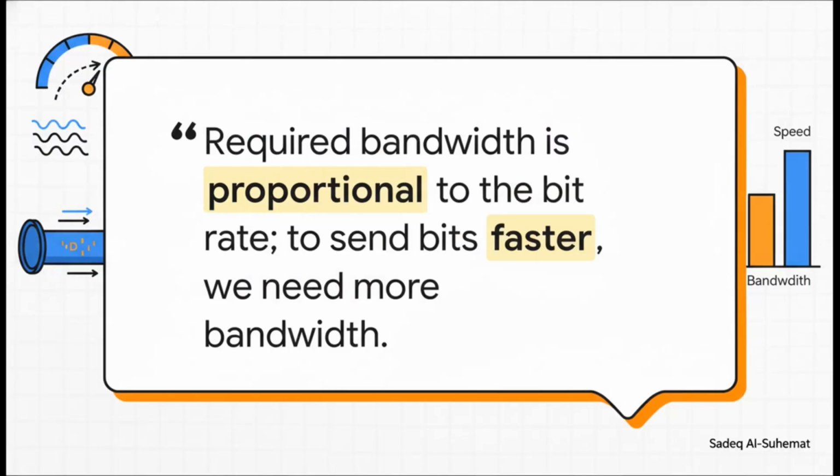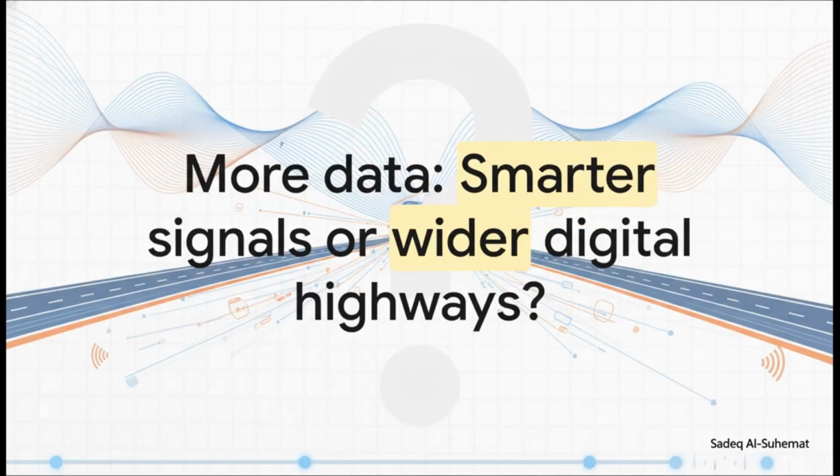And all of this brings us right back to the one fundamental rule that governs absolutely everything we've talked about today. It's the inescapable law of digital communication. Speed costs bandwidth. If you want to send bits faster, you simply need a wider digital pipe to send them through, period. Which really leaves us with one last big question to think about.